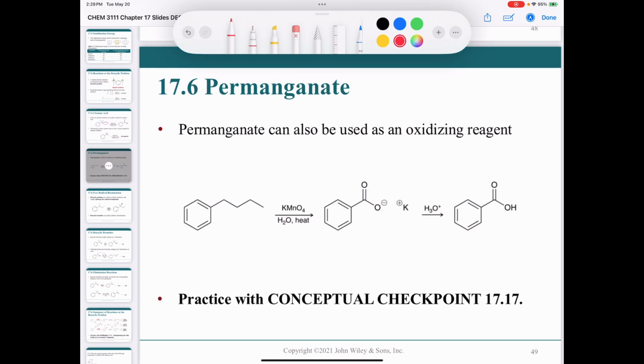Now, besides using chromic acid, we can also use potassium permanganate. And you can see here, this is a two-step process. In the first step, we treat our benzylic position. So again, this one has two protons, so it's going to be susceptible to benzylic oxidation. We treat it with potassium permanganate in water, and we heat that up. We end up with a carboxylate in this case. This would be potassium benzoate. And then in the second step, we do a workup with aqueous acid to add the proton to that oxygen that was negatively charged, and we end up with our carboxylic acid.